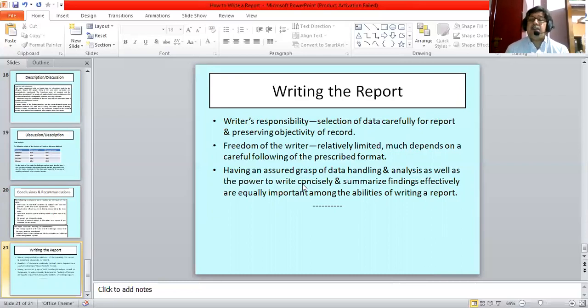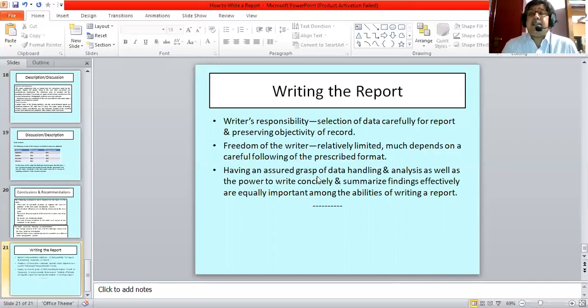Also, the freedom of the writer of a report is relatively limited because the writer has to very carefully follow the format that is prescribed or given. So not only a very assured grasp of data handling and analysis, also the power to write concisely, to summarize the findings effectively, these are all the qualities that the writer of the report must have. And the ability to write clear and concise reports which contain crisp summaries of information that has been gathered, this is very, very valuable in the business world.